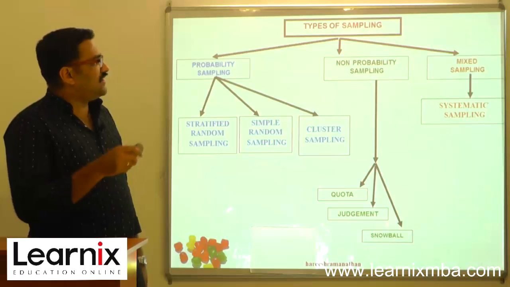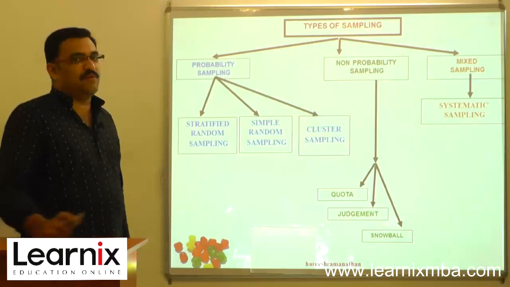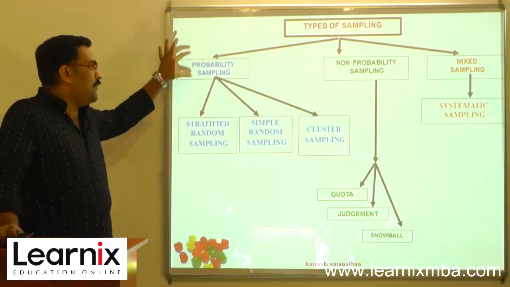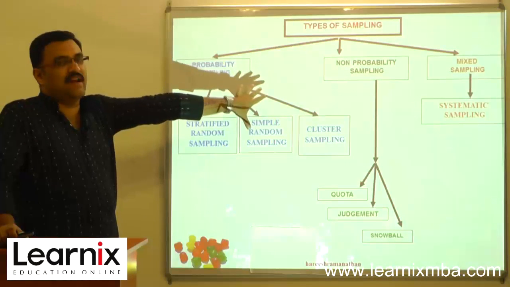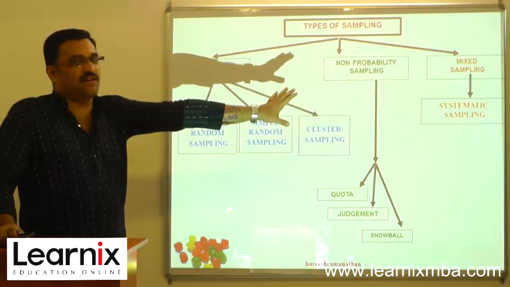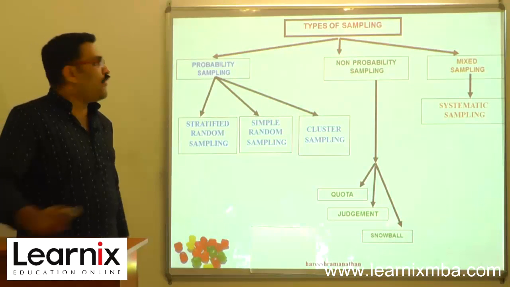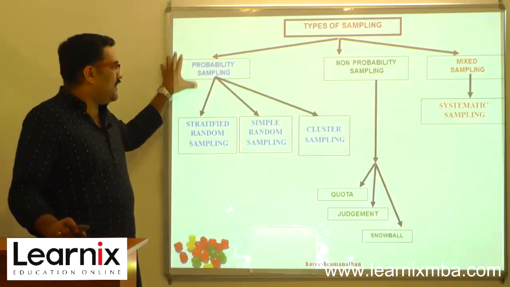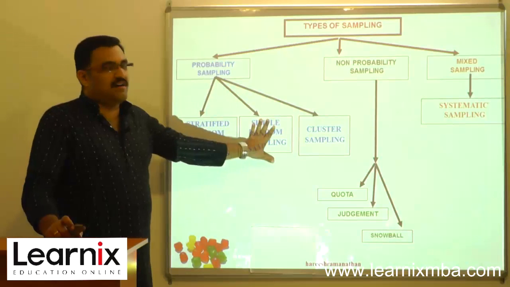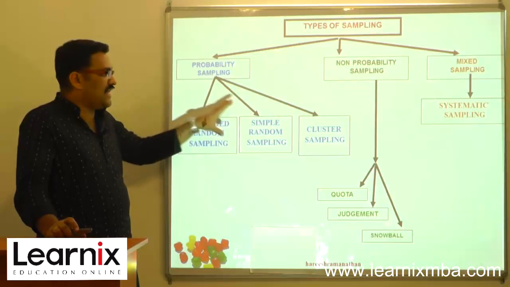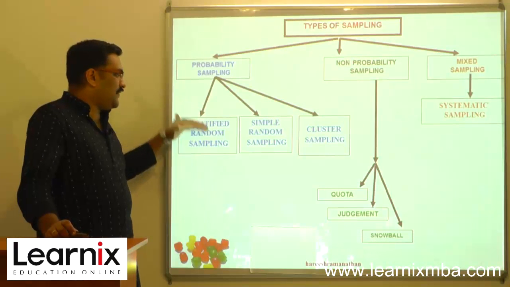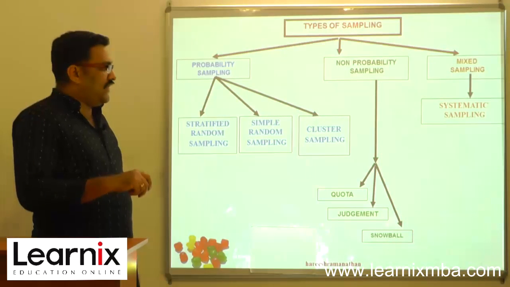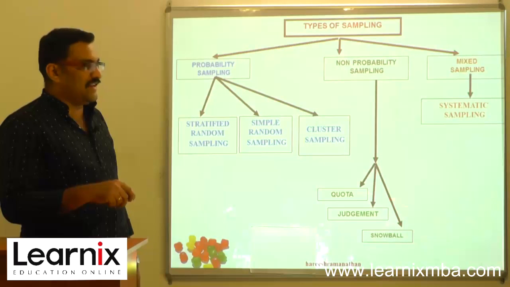Types of sampling: this particular chart is going to explain the different types of sampling that we have. As I told you, the basic distinction is based on probability and based on non-probability, and there is another area called mixed method of sampling, where the element of probability and the element of non-probability are both involved. Probability sampling can be divided into three aspects: simple random, stratified random sampling, and cluster sampling. For non-probability, the three major types are quota sampling, judgment sampling, and snowball sampling.